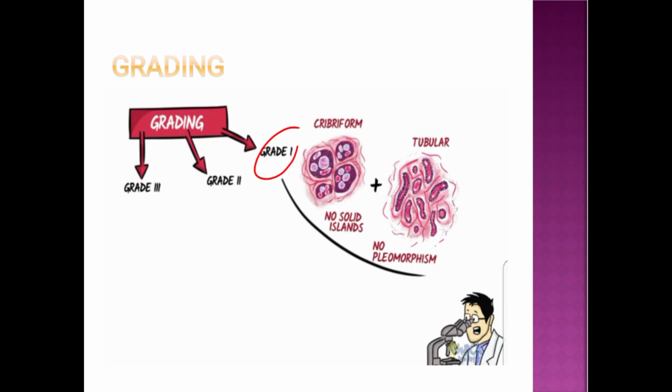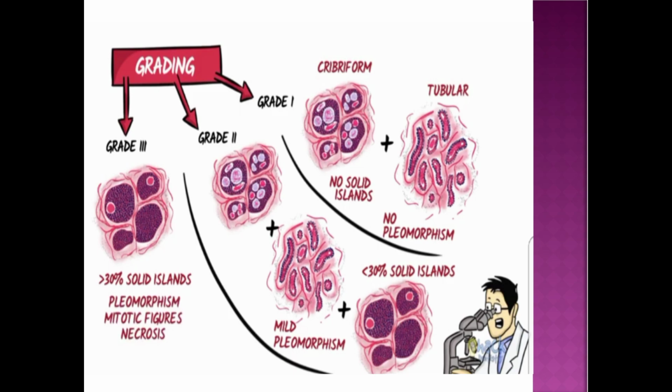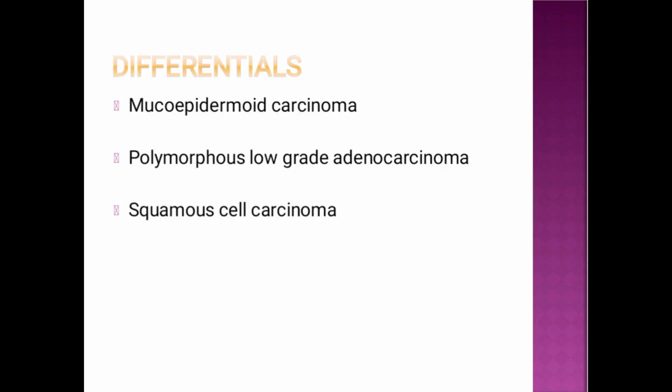Now in grade 1, there is only cribriform and tubular form, but no solid islands and no pleomorphism. In grade 2, there is a mix of patterns: either cribriform, tubular, or solid form is present, and there is mild pleomorphism in this grade. In grade 3, there is only solid form, solid islands, and pleomorphism, mitotic figures, and necrosis are present.